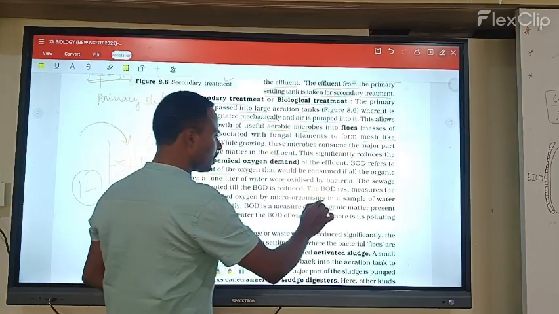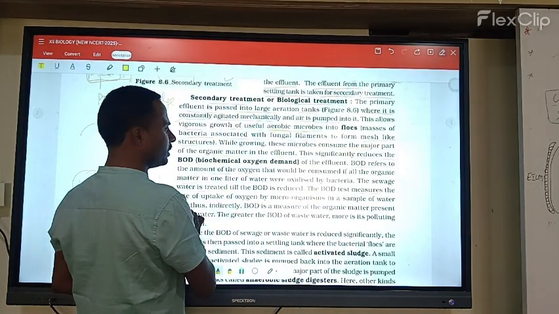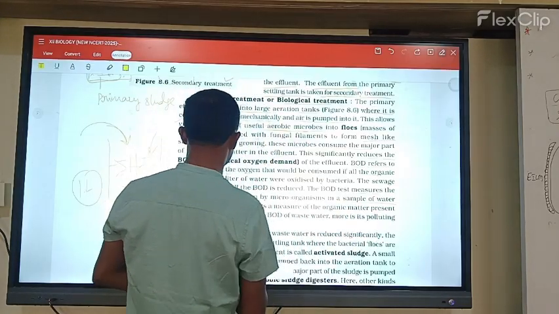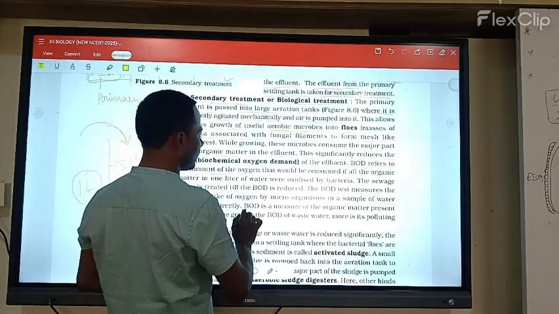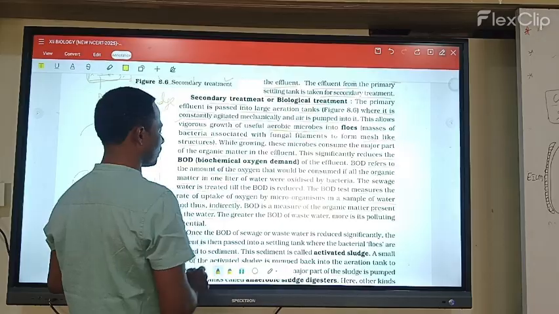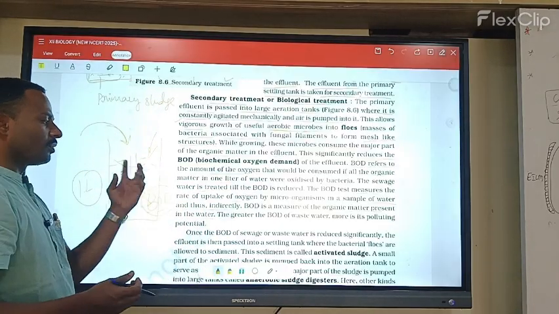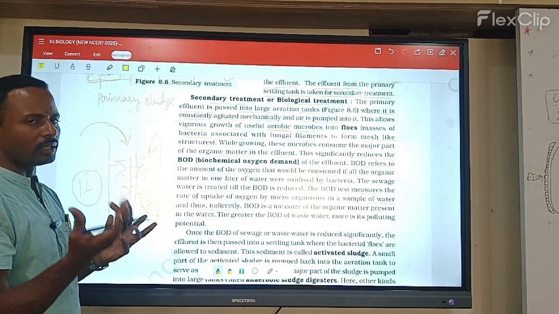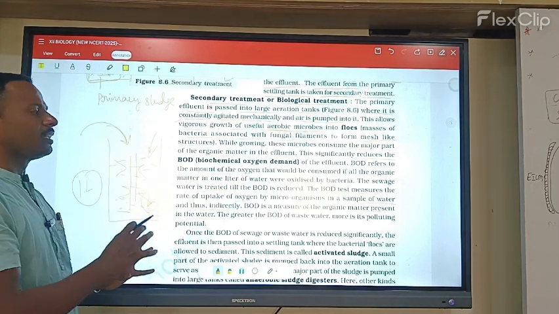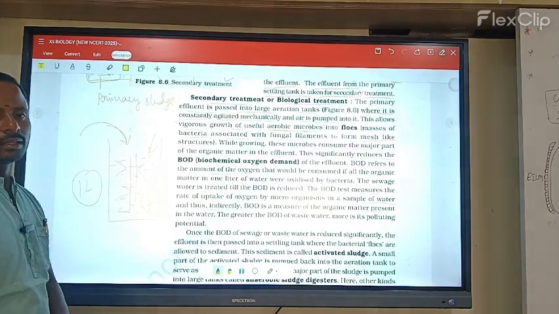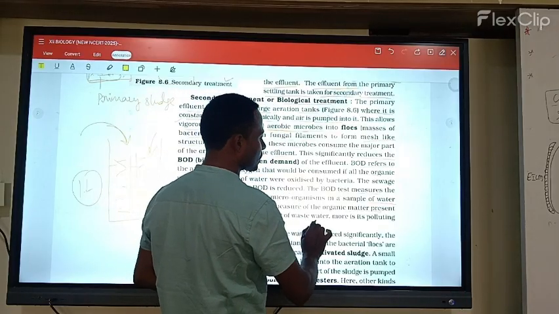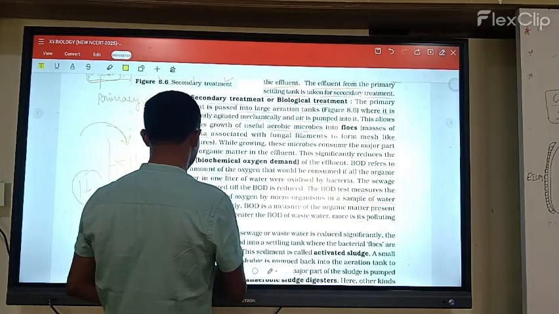Here, the BOD test measures the rate of uptake of oxygen by microorganisms in a sample of water, and thus indirectly measures their biological oxygen demand as an indicator of the organic matter present in the water. The greater the BOD of wastewater, the more is its polluting potential.